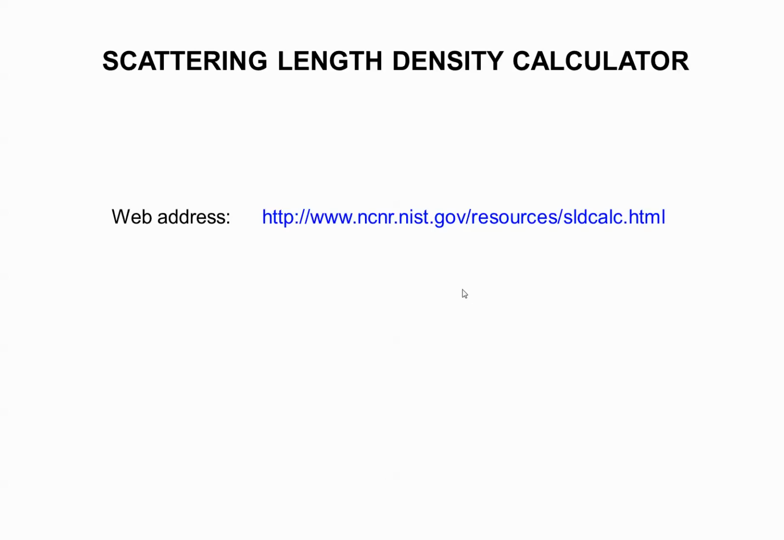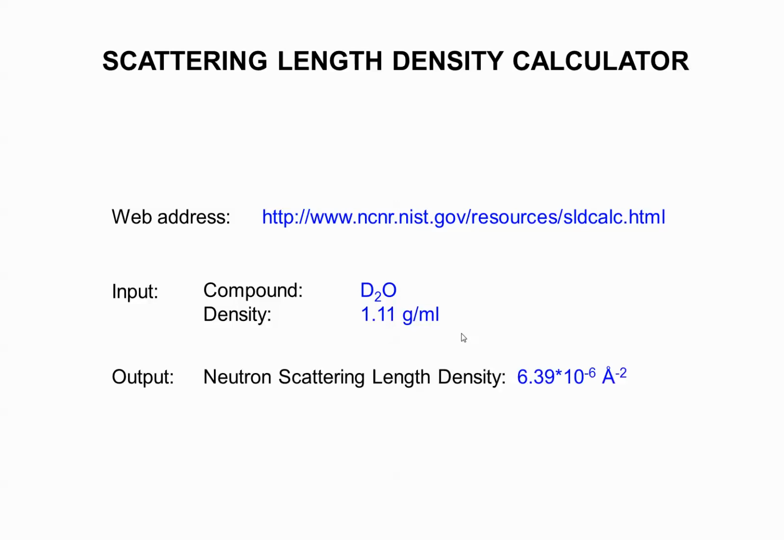Scattering length densities. Usually you start by checking out scattering length densities of your system that you're going to measure with neutron scattering. There's a calculator on the web. An example: to find out the scattering length density for heavy water, D2O, there's a density around 1.11 gram per ml. Output, you find a scattering length density of 6.39 times 10 to the minus 6 inverse angstrom squared. Please remember the order of magnitude and the units.